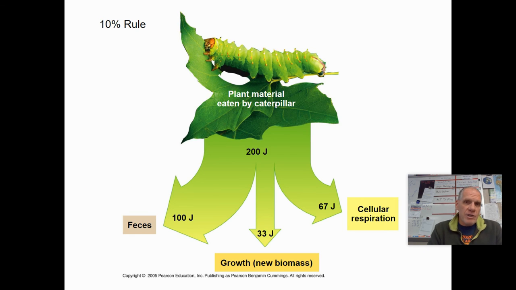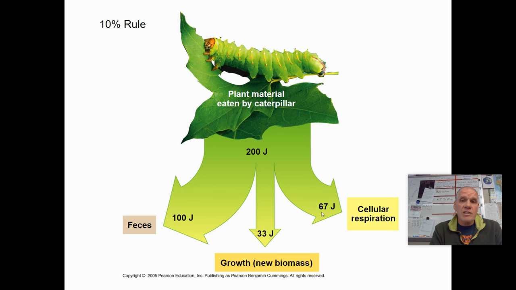All right, so here's a 10% rule with a caterpillar. And if I was able to take a caterpillar and look at how much energy that particular animal had available, we see that there's 200 joules of energy in. A joule is just another term for energy, like a calorie is. 200 joules in the plant material eaten by the caterpillar. 100 joules, or 50% of it, will be lost in feces. And if you ever kept a caterpillar, you can obviously see that.